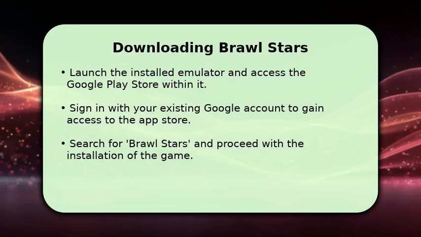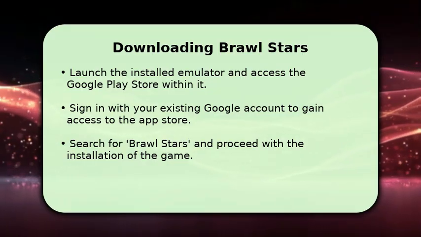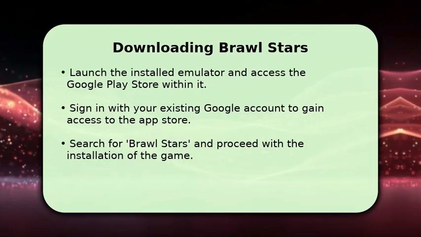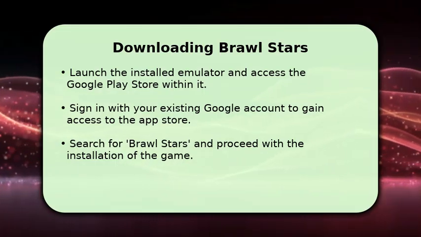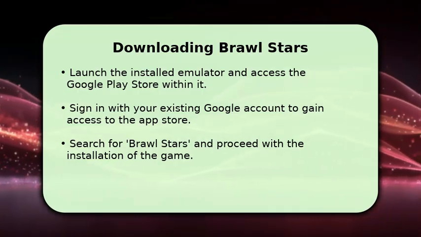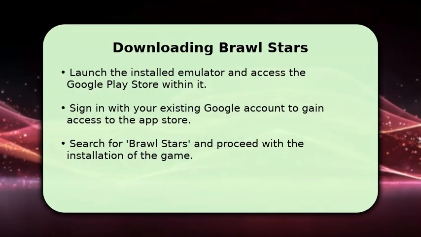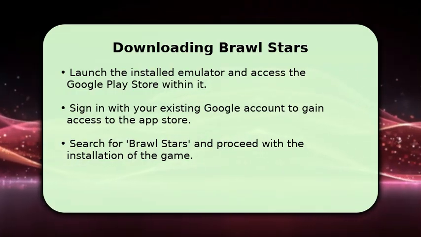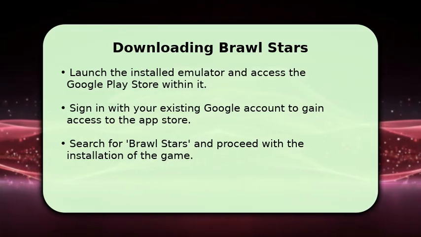With your emulator successfully installed and launched, you are now ready to get Brawl Stars. Open the Google Play Store within the emulator, which functions just like it does on an Android phone. You will need to sign in with your Google account to access the store. Once logged in, use the search bar to find Brawl Stars and click the Install button. The game will download and install directly into your emulator, preparing you for action.